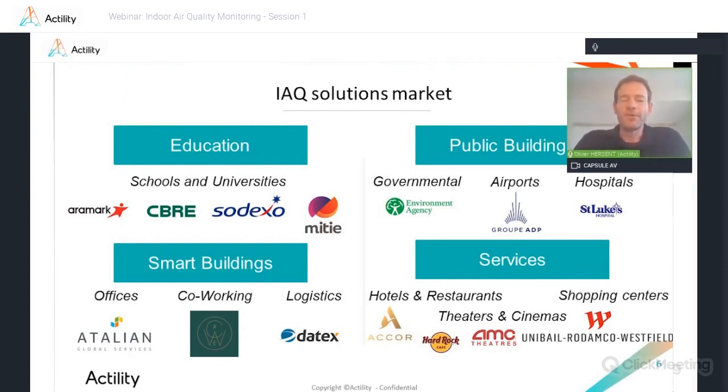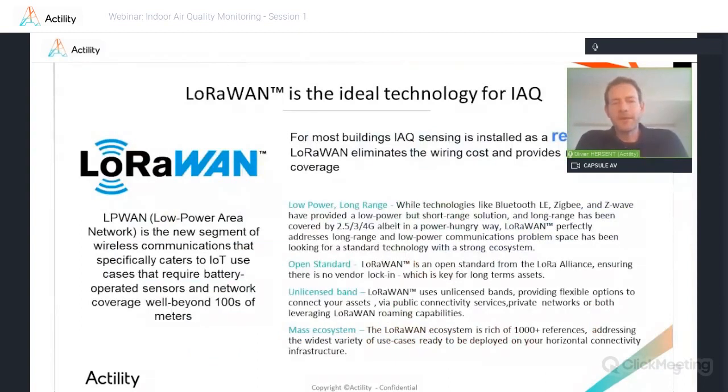So all of this opens a very big market, and all these sensors need to be connected. So today we will be discussing LoRaWAN. Our partners that will be presenting their solutions right after this are using LoRaWAN as the connectivity technology. So why is that? I'll be brief.